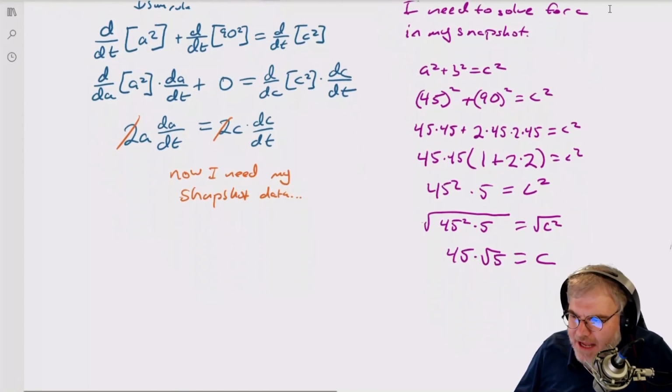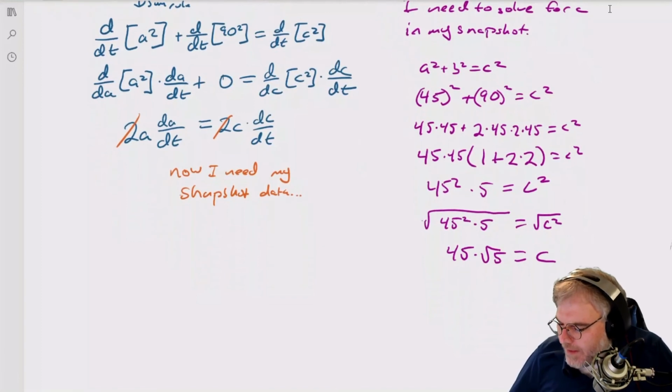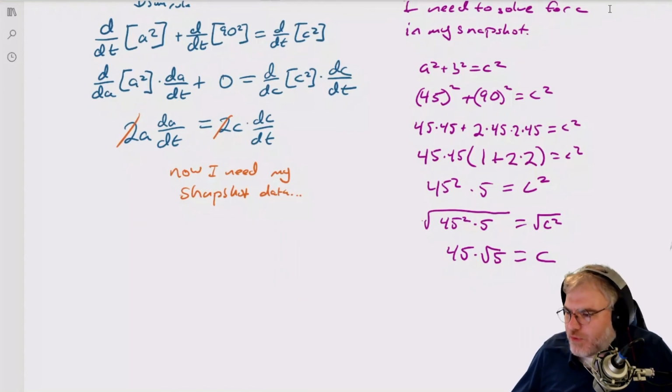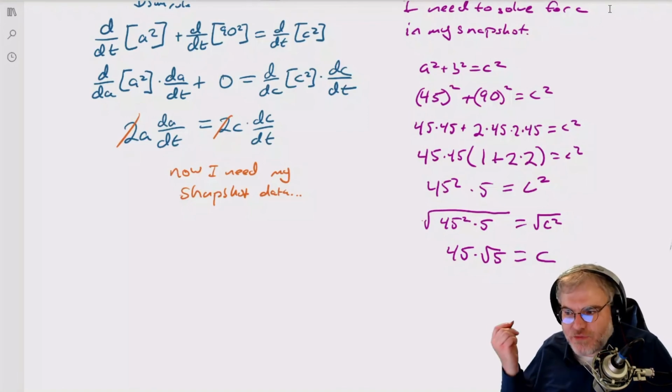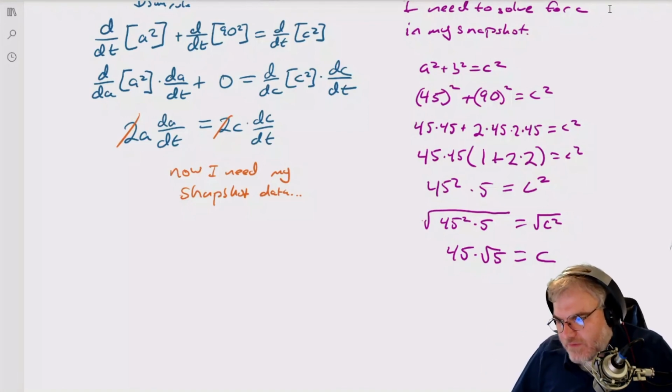Voodoo. Math voodoo. The reason that works is because this is 45 times 2. So I'm about to square 45 times 2. What I'm going to do is pull everything out with the distributive property. And when I square root that 45 squared, it becomes a single 45. And I'm just left with the square root of 5. Okay, so now I have c.